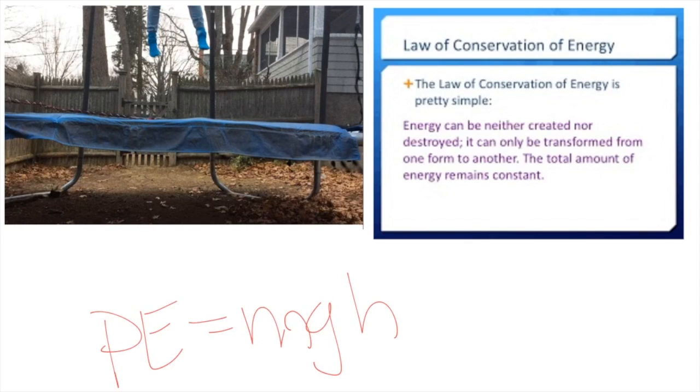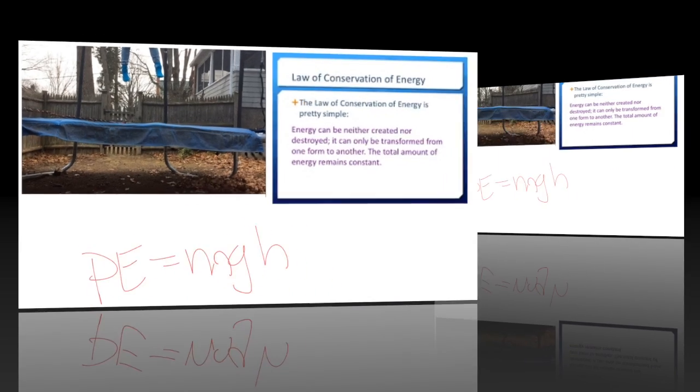Also, because there is no velocity at this point, KE equals 0. Likewise, since the spring isn't stretched, EP equals 0. From the law of conservation of energy, we know that all of the KE and EP was transformed into GPE.